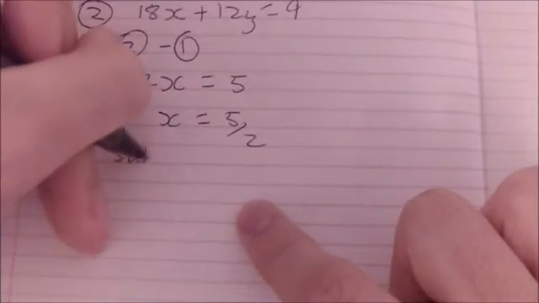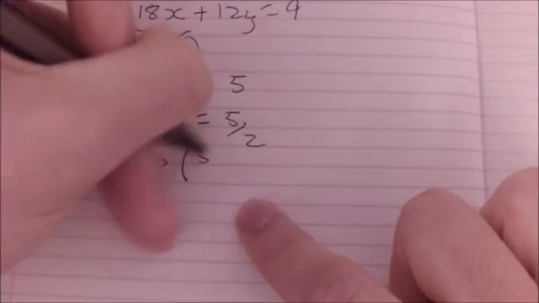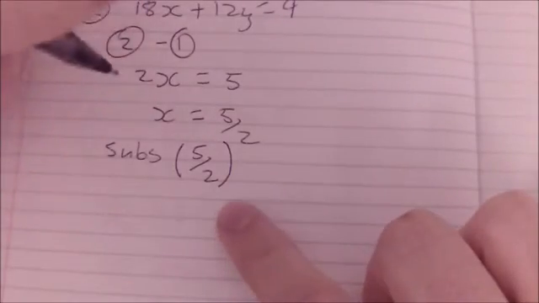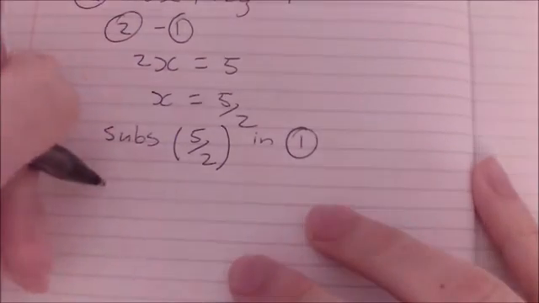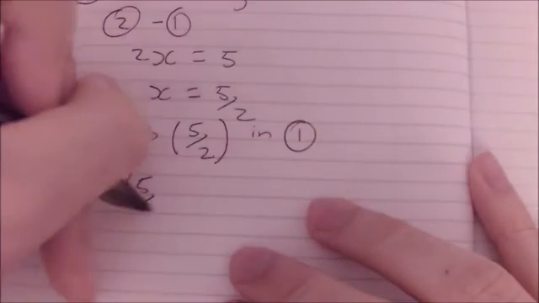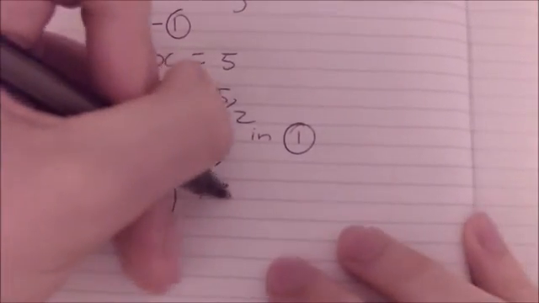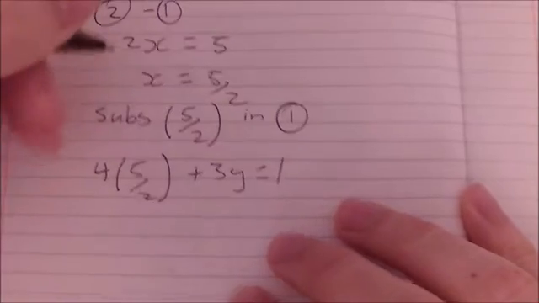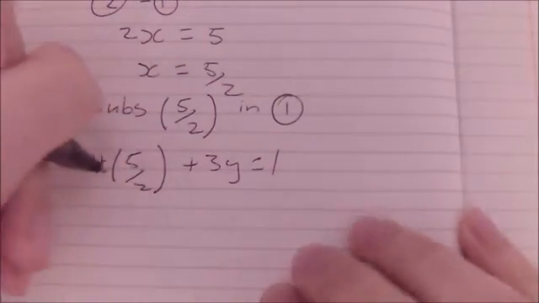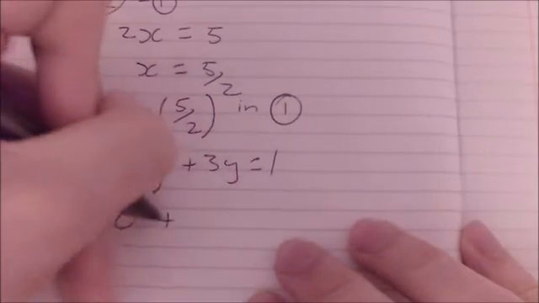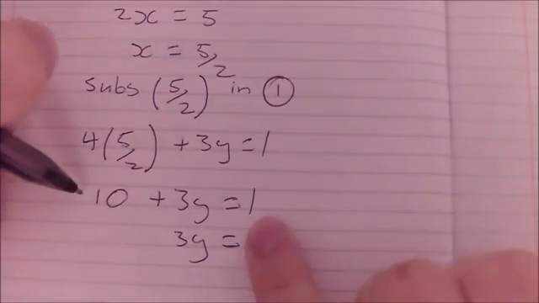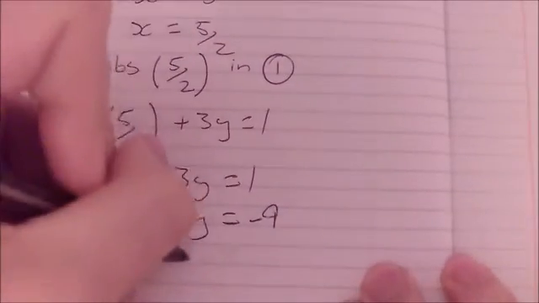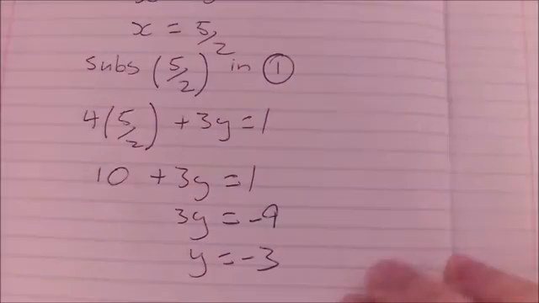And now, if I substitute 5 over 2 into equation 1, I'll have 4 times 5 over 2 plus 3y equals 1. So 4 times 5 over 2 is 20 over 2, which is just 10, plus 3y equals 1, and then 3y equals 1 take away 10, which is minus 9, and then y equals minus 3.